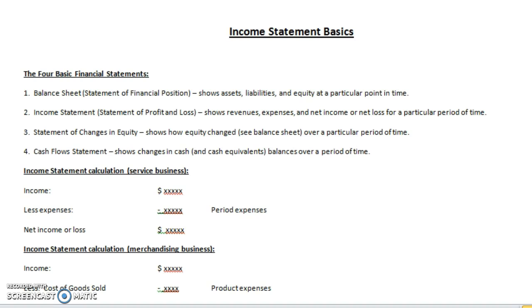But before we do, let's look at the four financial statements used here in the United States, and then we'll concentrate on what the income statement has to say. So looking at our four basic financial statements, we've got the balance sheet, or the statement of financial position. It shows assets, liabilities, and equity at a particular point of time. And that's the key to the balance sheet.